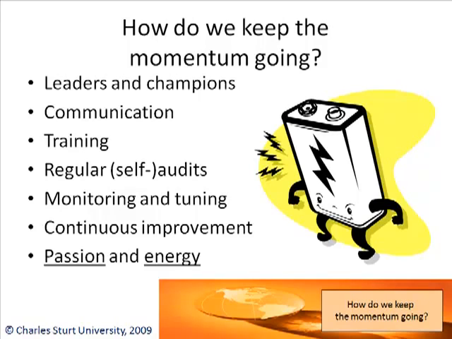Well, a lot of keywords here on the slide. We need leaders and champions. We need ongoing communication. We need ongoing training and training programs. We need to perform regular audits and self-audits. So it's a continuous exercise of monitoring and fine-tuning, putting the processes back on track if they seem to go off track. So it's never-ending and continuous improvement. And of course, we need passion, lots of passion and lots of energy, because otherwise it's not going to work. Otherwise it's not going to happen. ITIL needs continuous attention, energy and passion. That's what it needs.